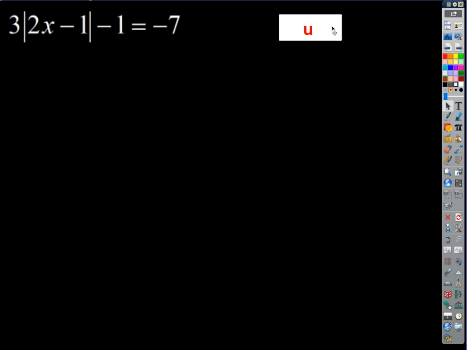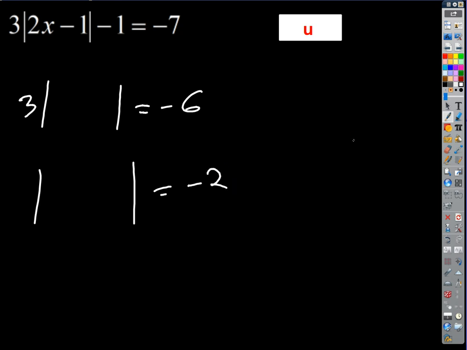Add 1, okay? Good, add 1 and divide by 3, so we're going to get 3 times the absolute value equals, if I add 1 to both sides, I get negative 6. Divide by 3, you said, right? So that isolates the absolute value, and the absolute value is equal to negative 2, and inside the absolute value is 2x minus 1. Okay? Anybody tell me what the answer is? No solutions. No solutions. How come?